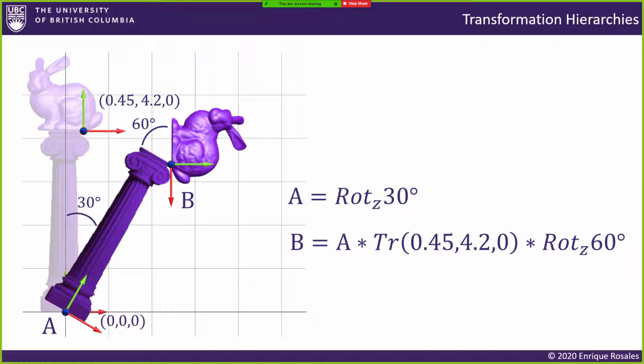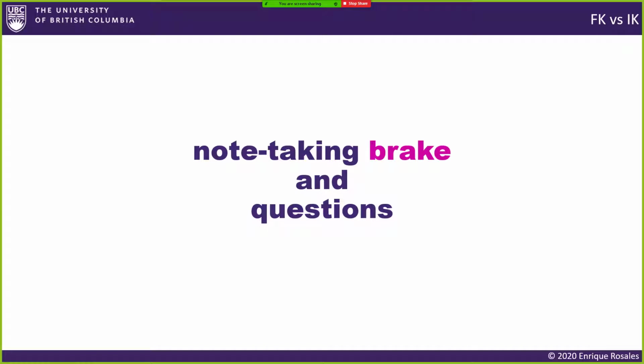Why do we multiply with A? Again, because A is the transformation from its parent. I will show you another example. Okay, so let's continue. Well, I have a quick break here for questions. So do you have questions from here? You want to raise your hand?